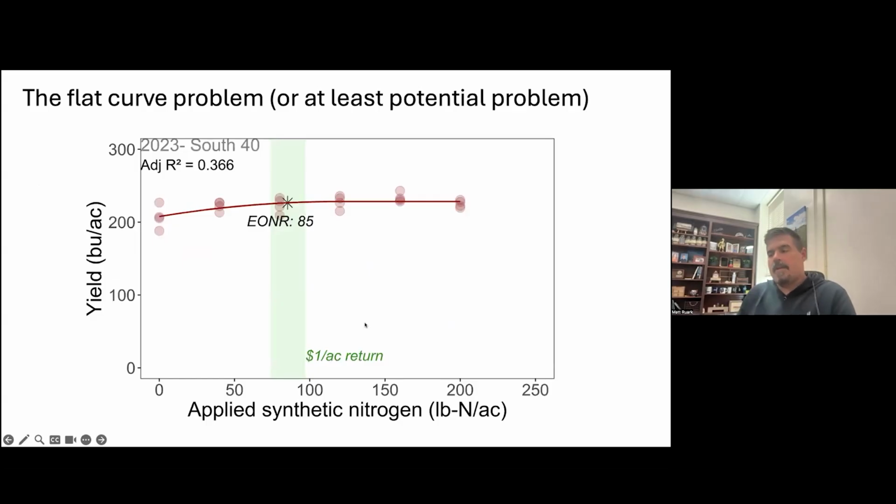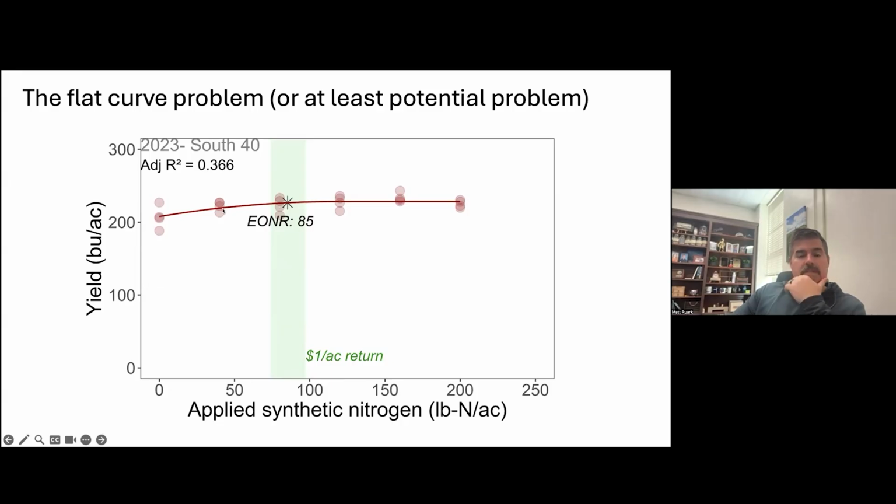All right, so now let's go into something that's a little trickier. We have this flat curve problem, or at least potential problem. This is another field by the same farmer, but a different field, and there were six nitrogen rates. This one was nice, it actually started at zero. But you can see that the response curve is a lot flatter, and the R squared is a lot weaker. It's an R squared of 0.36, so only 36% of the variation in yield is driven by the nitrogen rate.